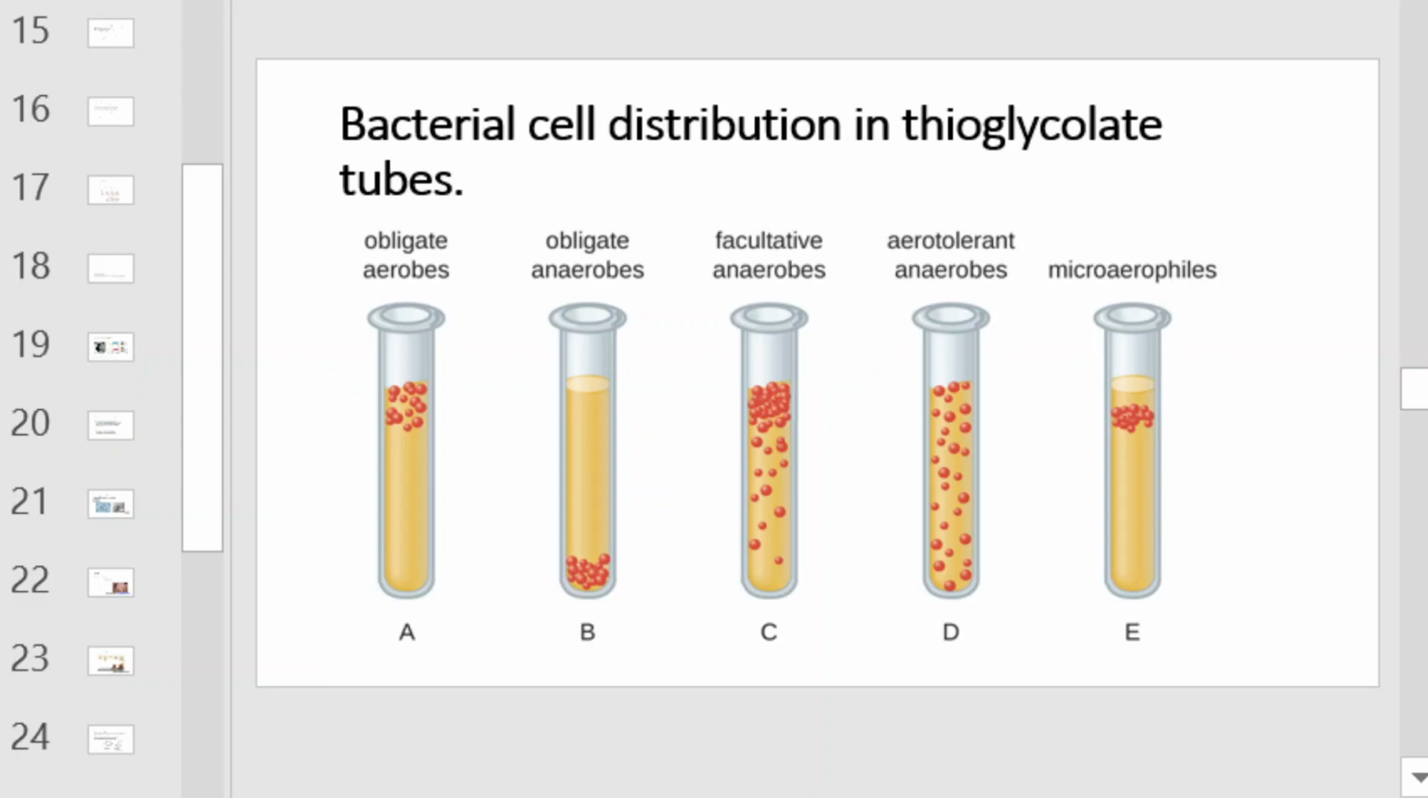This is an example of organisms that grow under different oxygen conditions. The obligate aerobes, which are most resemblant of humans, can be found at tube A. The obligate anaerobes, B. These are organisms that cannot or will not tolerate oxygen. Facultative anaerobes, who prefer oxygen but can also live in environments without it. Aerotolerant anaerobes, who have really no preference, and microaerophiles, who are really only satisfied, happy, or content with very small amounts of oxygen.